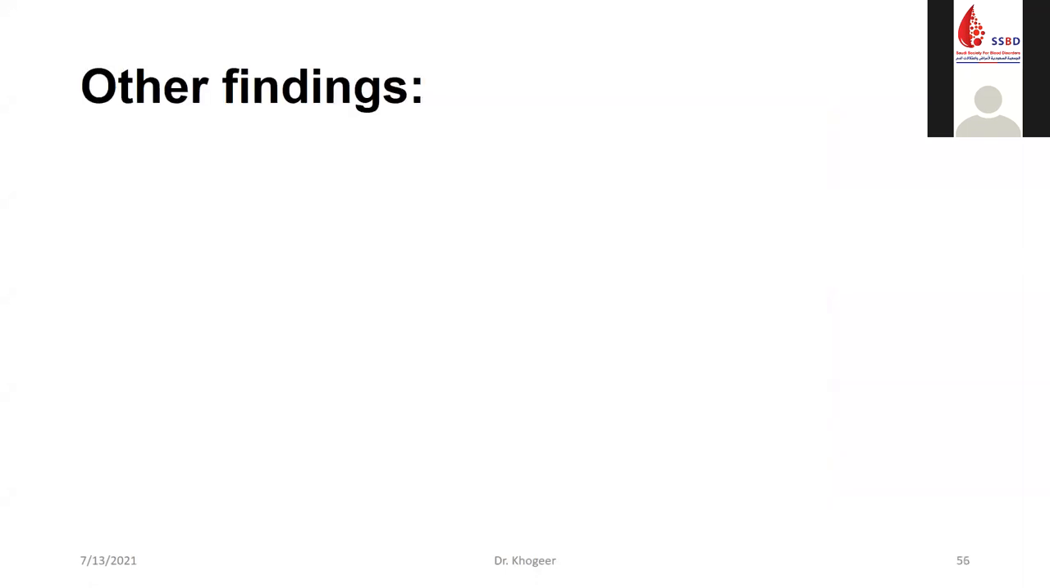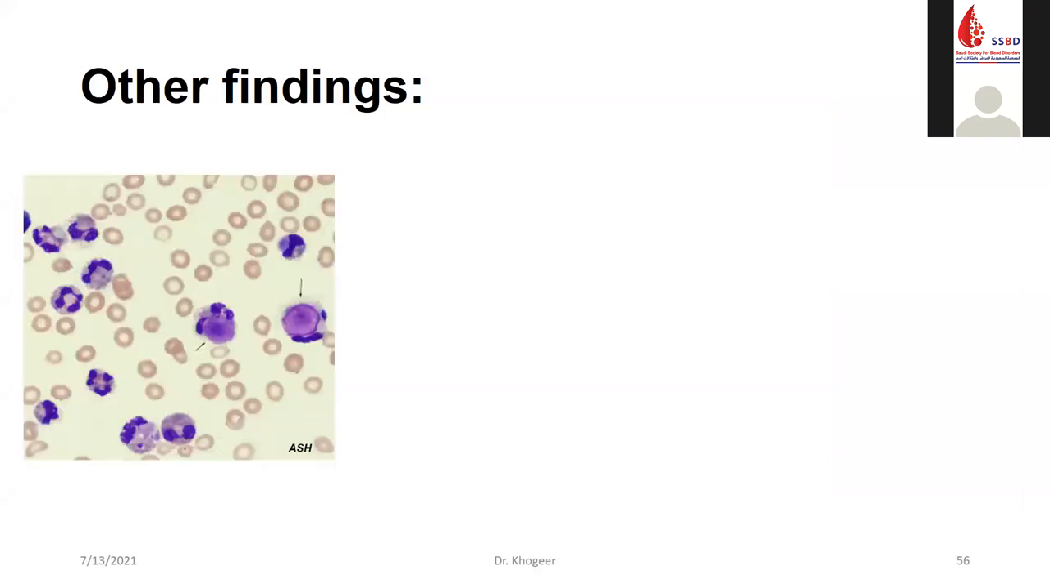Okay, other findings that you can see in the white blood cells. So any guess what are these findings? Yes, this is a peripheral blood film from an SLE patient. True. Yes, this is LE cells.